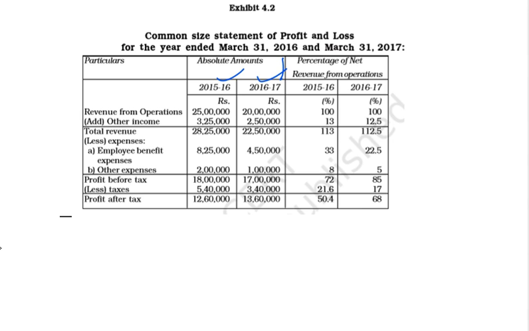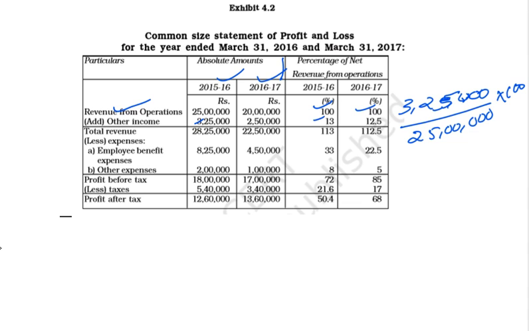We are taking that is our revenue. Revenue from the operation we are taking and writing here 100, 100. Then what to do? What is the amount? 3,25,000. And that amount first we have converted, and how much is the basis? Basis is 25 lakh. Okay, 25 lakh into 100. Check is it getting or not?